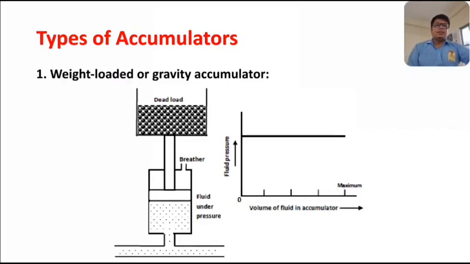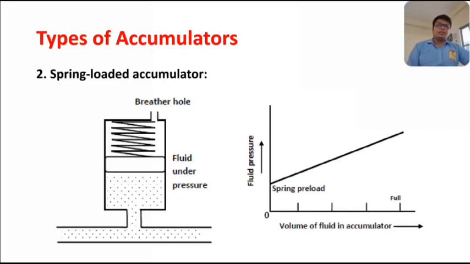The second type of accumulator is the spring-loaded accumulator. The spring-loaded accumulator stores energy in the form of a compressed spring. Hydraulic fluid is pumped into the accumulator, similar to the first one, and that causes the piston to move upward, and this movement compresses the spring that you can see in the figure. The compressed spring then applies a force on the piston that exerts a pressure on the hydraulic fluid, and that is responsible for generating pressure.